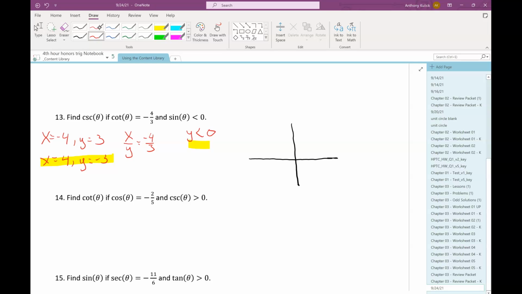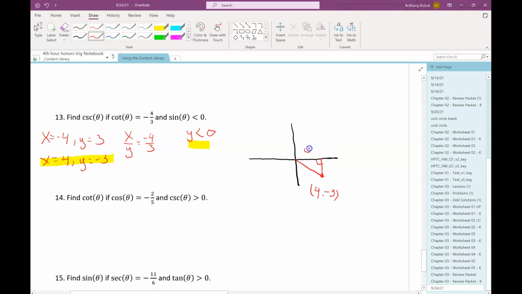Remember that what these things are representing, x and y, is the coordinate of the point on the terminal side, and r is the distance from that terminal point back to the origin. So that distance is always positive. The x and y can be negative because they're coordinates. So we have this situation. So my point is 4, -3.